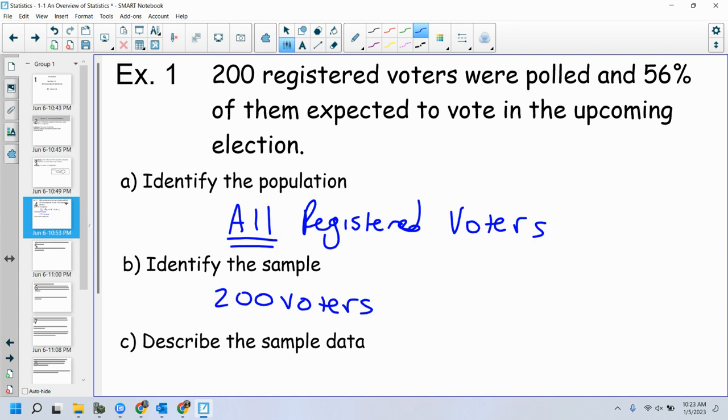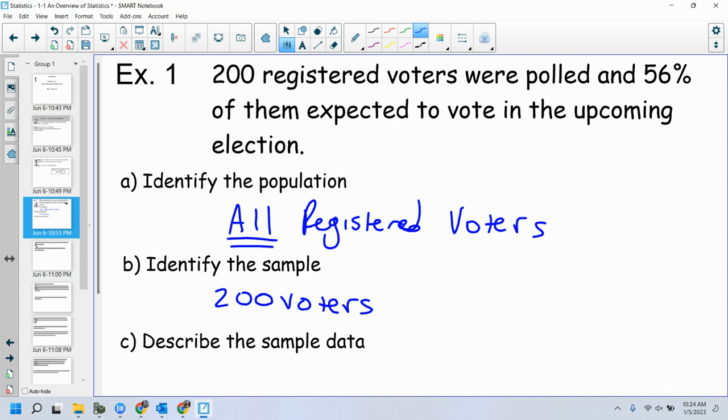And I can say, well, if that 200 has been random, and if that number is big enough, I can say that those statistics represent the entire population. If I lower the sample, they might not be as representative. If I don't make that sample random, that data might not be as representative. So it's all depending upon how you make your sample, how you construct your survey. So population here is all registered voters. The sample is the 200 that I take.